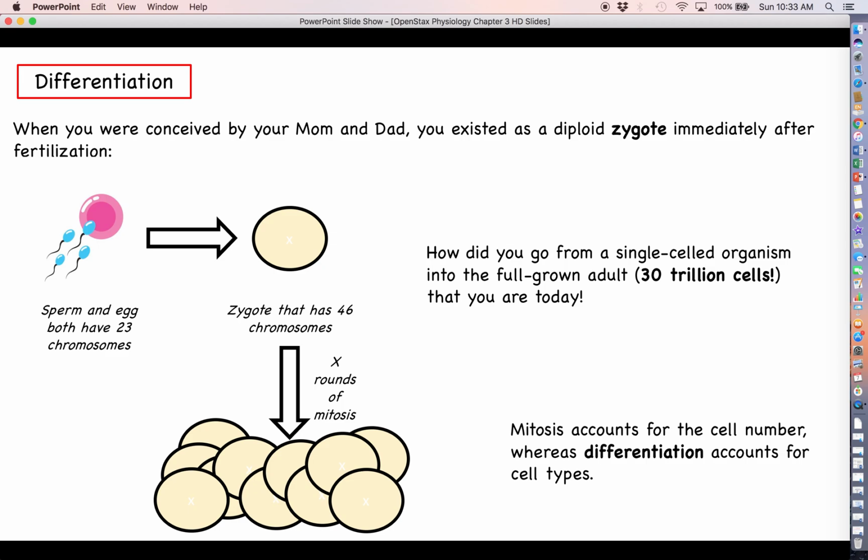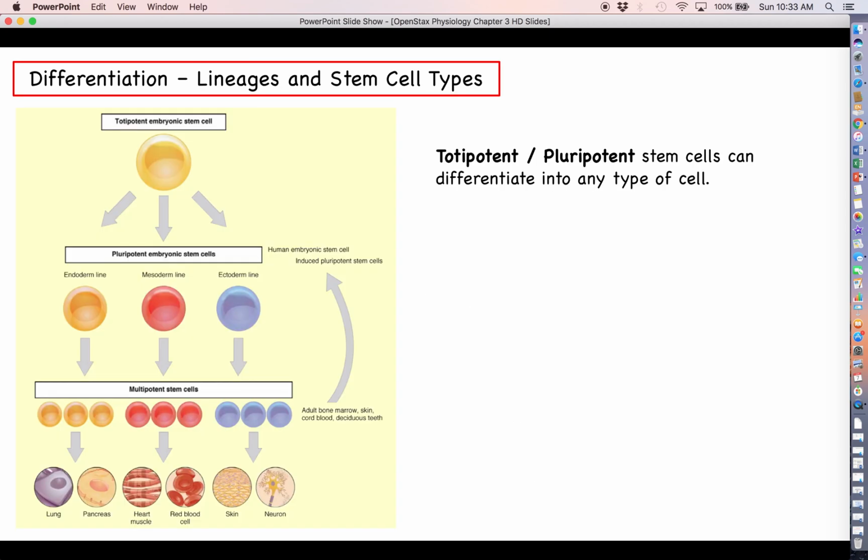But also we rely on differentiation because, as we said, mitosis is always going to produce 2 cells that are genetically identical to one another. We could not have brain cells and heart cells and skeletal muscle cells and liver cells and things of that nature if every cell was identical to one another. So the process of differentiation allows cells to modify their internal structure so that they can take on a very specialized function, as we have discussed before.